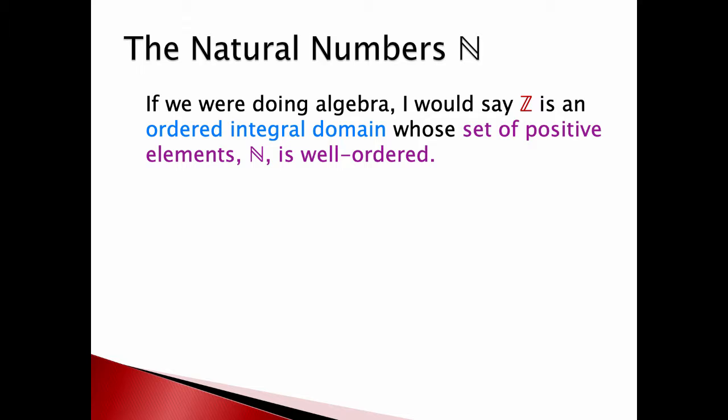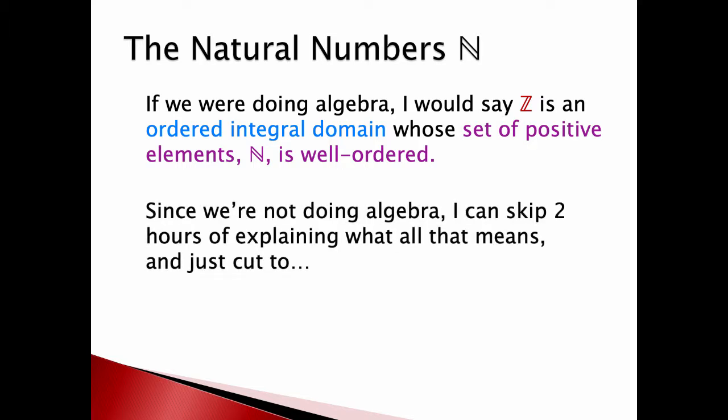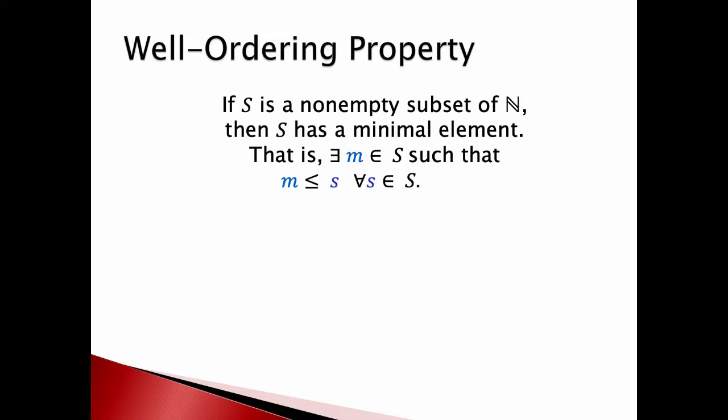So since we're not doing algebra, thank goodness, we're doing analysis, I can skip all of explaining what those words mean and just cut to the chase, which for our purposes is this. The natural numbers are well ordered, which means if you have a non-empty subset of the natural numbers, then it has a minimal element.